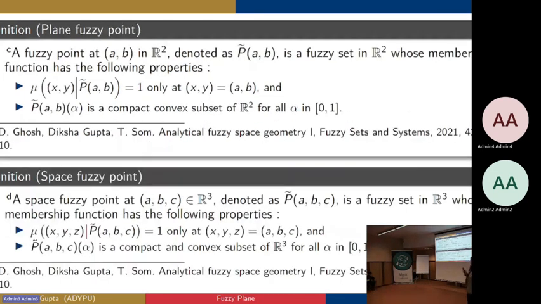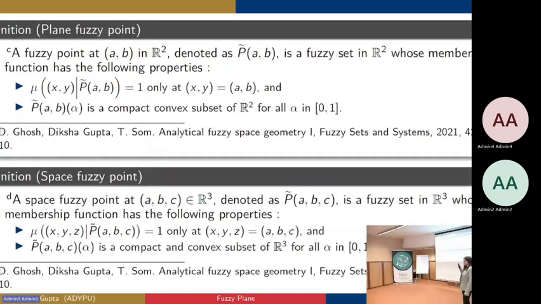And now, what is a plane fuzzy point? A fuzzy point at a point (a, b) is a fuzzy set whose membership value is defined by this expression, where there should exist a point (a, b) whose membership value is 1, and whose alpha cut is a compact and convex subset of the R2 plane. Similarly, if we extend the R2 space to R3 space, this plane fuzzy point corresponds to the space fuzzy point.